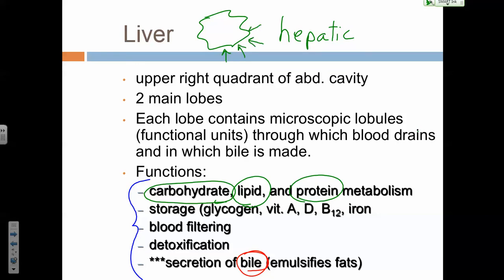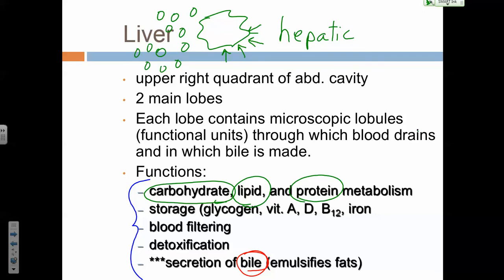Okay. So do you see how it would take a long time for it to break it all the way down to the middle? But if that big fat droplet is broken down into a bunch of little tiny ones, do you see how this increases the surface area that the lipase could work on?